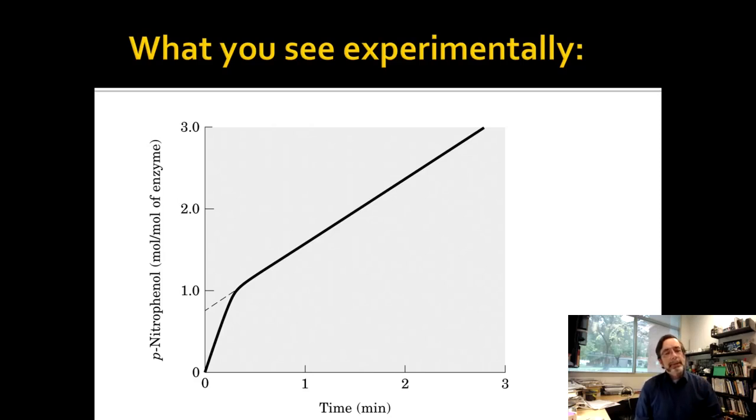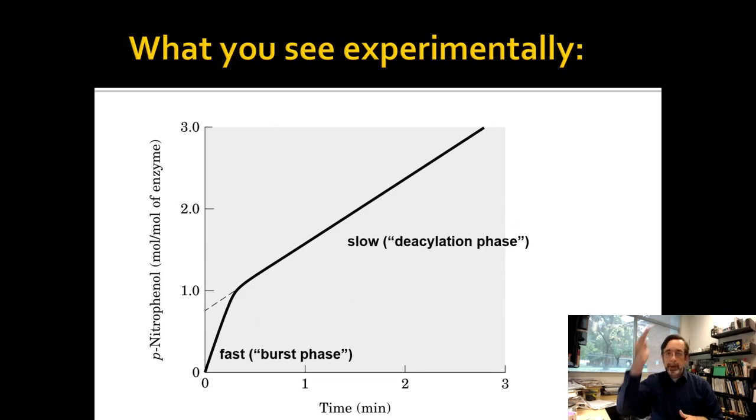They realized this when they used different concentrations of enzyme and paranitrophenol, and they noticed that in every one of those cases, the second slow step seemed to happen. So you have a fast burst phase where you have a lot of color being formed, and then it slows down. And it always slows down right when you get to the point where you have 1 mole of product for every 1 mole of enzyme.